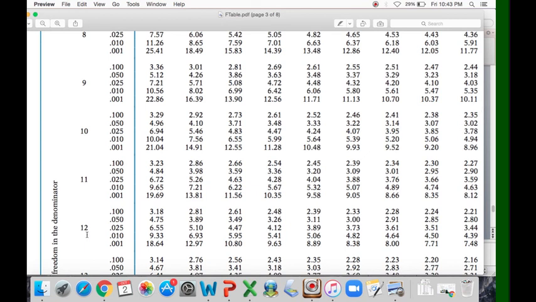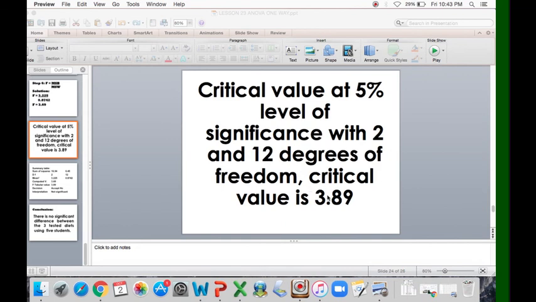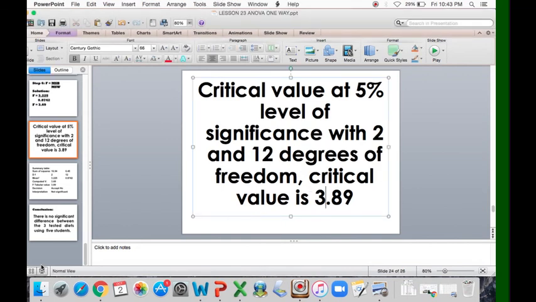Now, our level of significance is 5%. Therefore, the intersection is 3.89. This is 5% of 12 and 2. And we have 3.89. So let's see. That's correct, 3.89. That is our critical value.